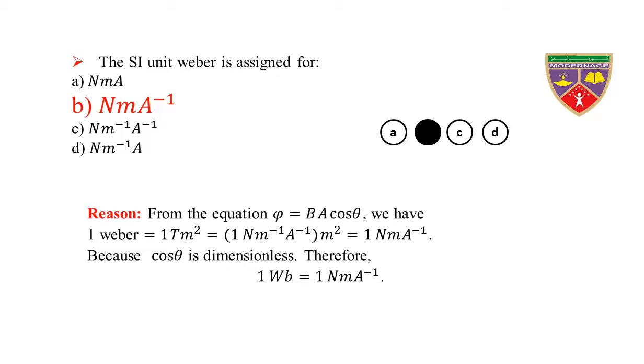Reason: from the equation flux phi equal to BA cos theta, we have 1 Weber equal to 1 Tesla square meter, which is equal to 1 Newton per ampere per meter into square meter, which is equal to 1 Newton meter per ampere, because cos theta is dimensionless. Therefore, 1 Weber is equal to 1 Newton meter per ampere. Hence, the SI unit Weber is assigned for Newton meter per ampere.